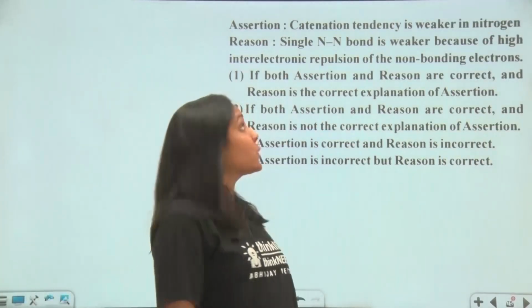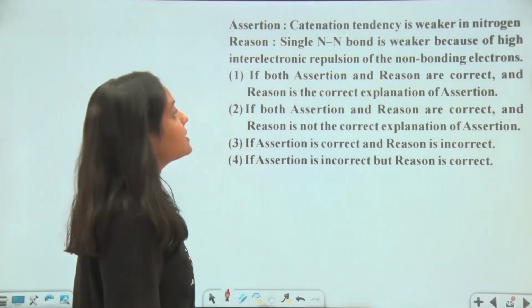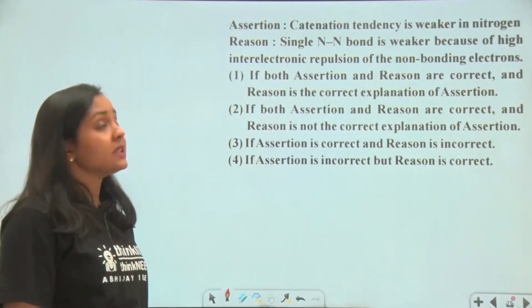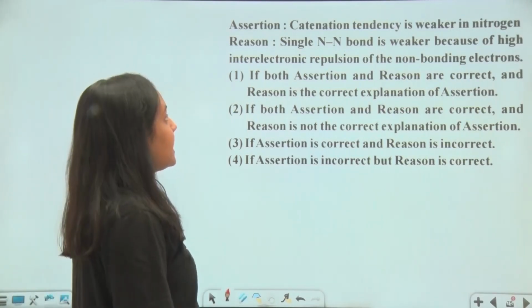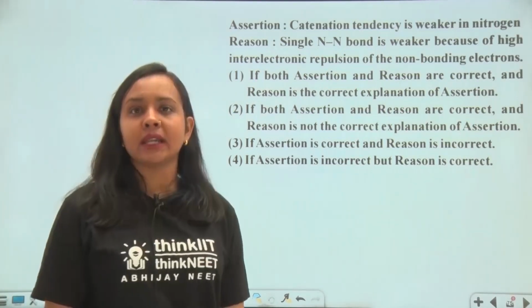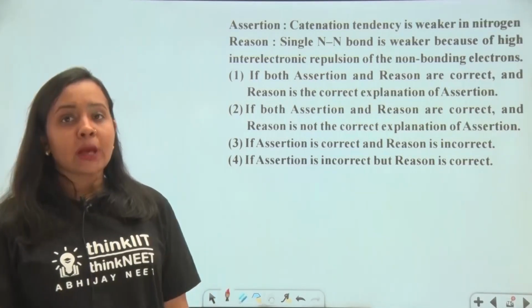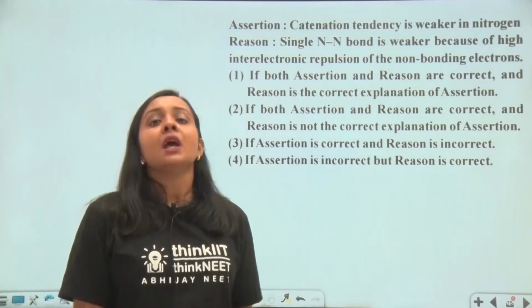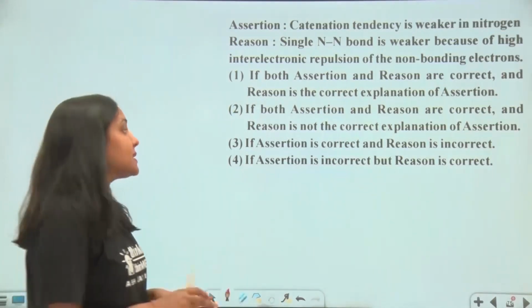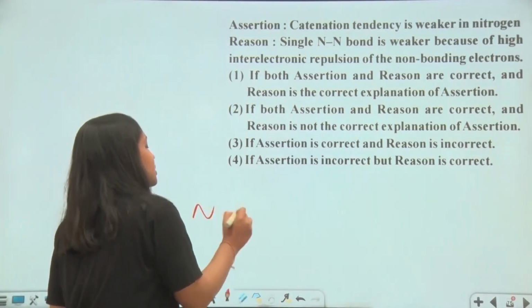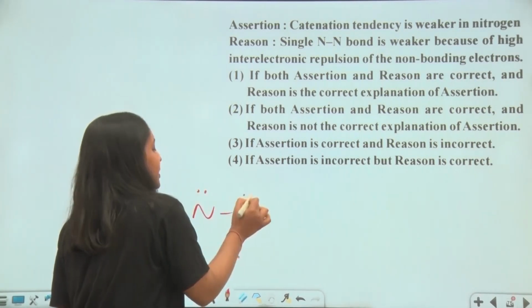Hello dear students, our next question is, assertion: catenation tendency is weaker in nitrogen, and the reason is single nitrogen-nitrogen bond is weaker because of high inter-electronic repulsion of the non-bonding electrons, right? Student, if we talk about the catenation tendency, definitely the catenation tendency of nitrogen is very weak. Why? Because nitrogen also contains these non-bonding electrons, right?